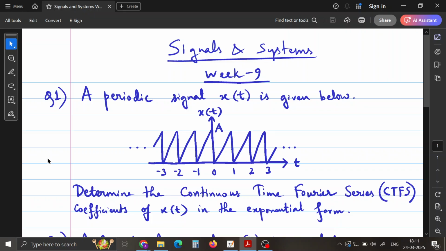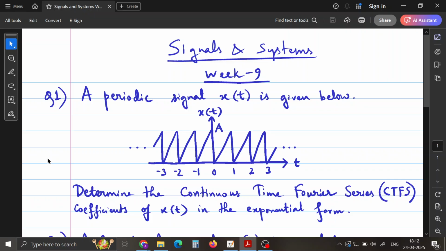We have the first question on the screen, in which a waveform is given for a periodic signal x of t. It has a triangular wave pattern, as you can see, and it is periodic, so it repeats throughout the entire range of time. We are asked to determine the continuous time Fourier series coefficients, the CTFS coefficients, of this signal in the exponential form.